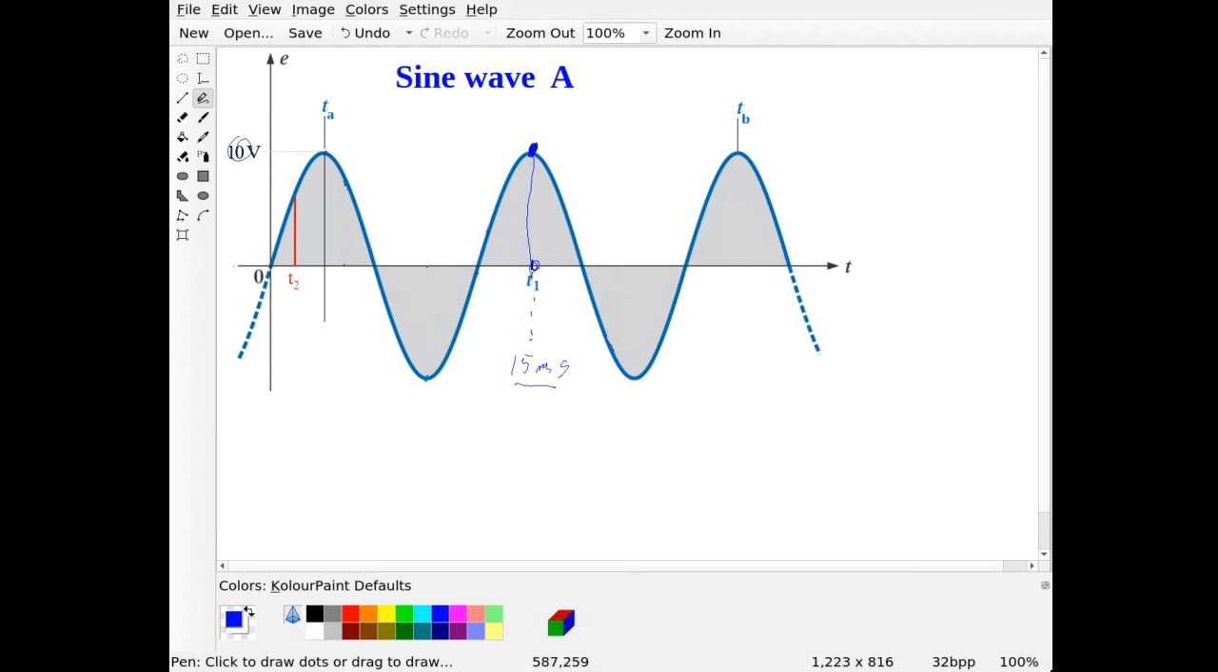So the question is, what is the period? Well, let me change colors here for a minute. This is one cycle right here, right? So this is one cycle, and then from here to here is a second cycle. But I didn't give you that time, did I? But this is half a cycle.